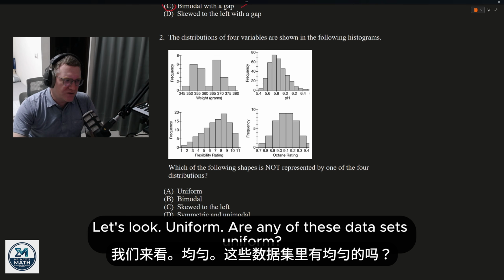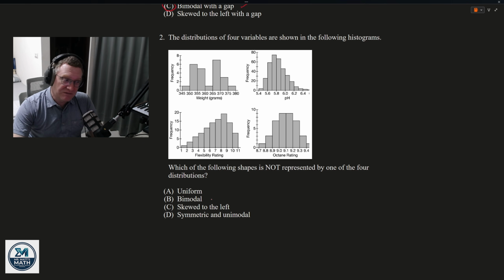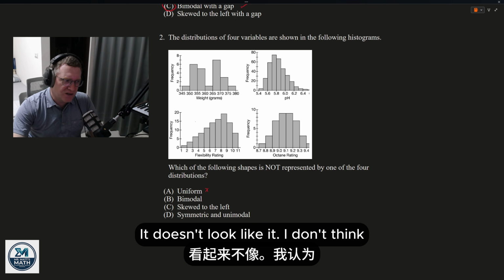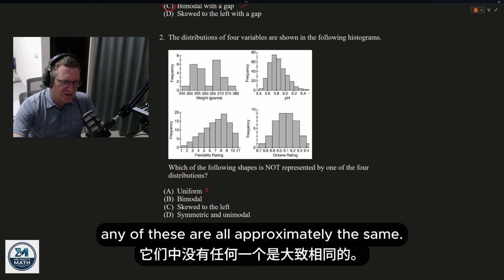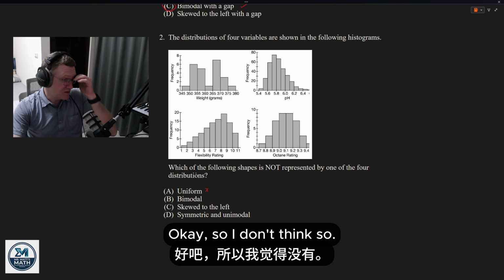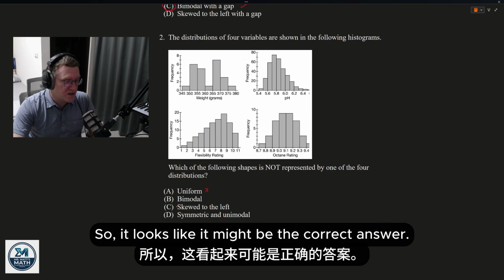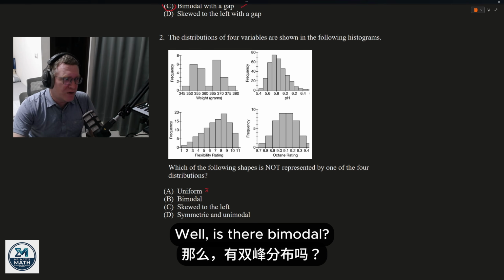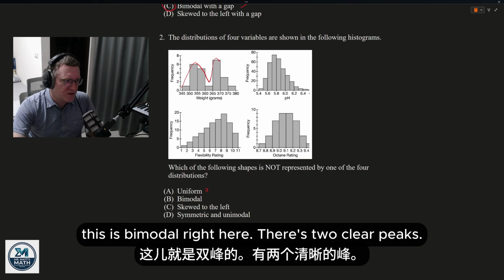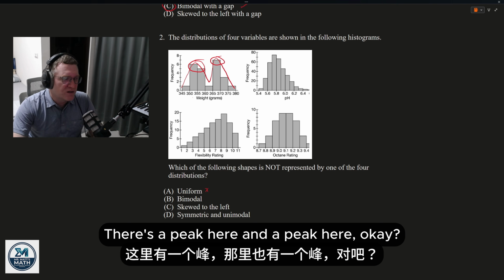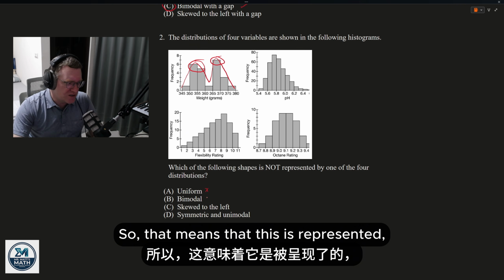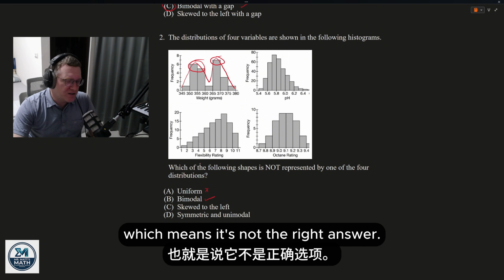Uniform. Are any of these data sets uniform? Doesn't look like it. I don't think any of these are all approximately the same. Okay, so I don't think uniform is represented up here, so it looks like it might be the correct answer. Well, is there bimodal? Yeah, this is bimodal right here. There's 2 clear peaks. There's a peak here and a peak here. Okay, so that means that this is represented, which means it's not the right answer.